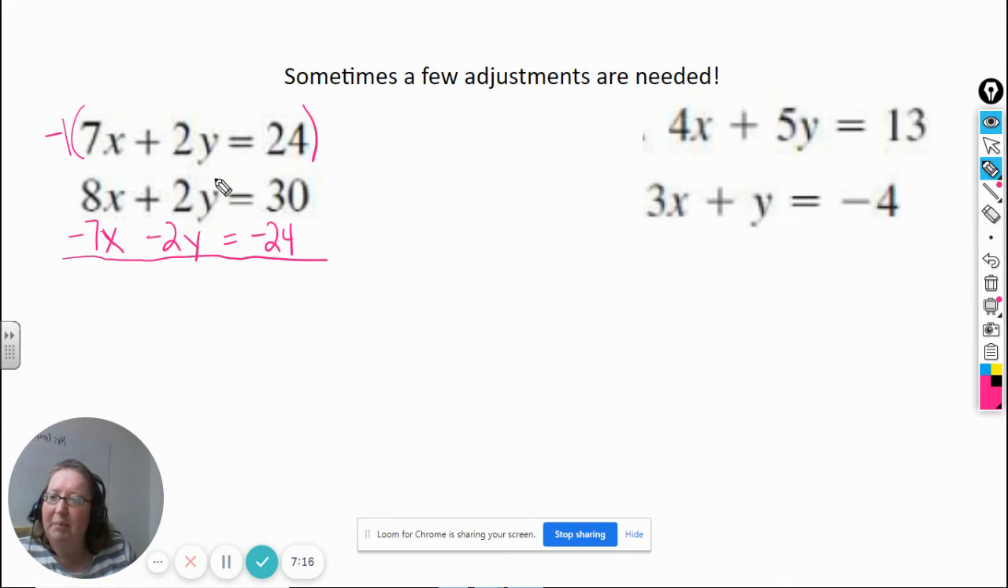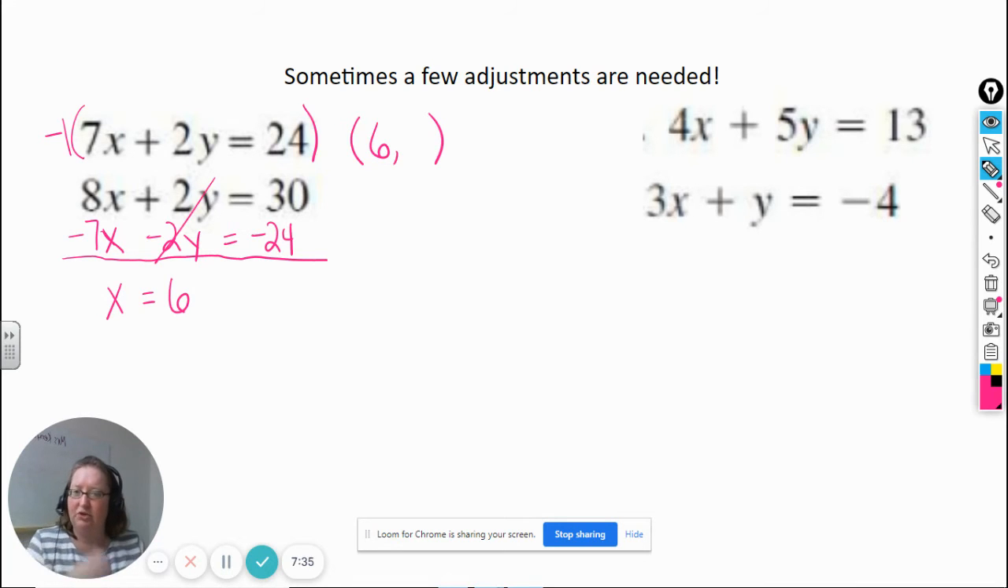So when these combine, they cancel. And now I have 8x's minus 7x's is just an x, is equal to 6. Wow, I'm done. I found the x. So here's my coordinate. I know that my solution has x is equal to 6.